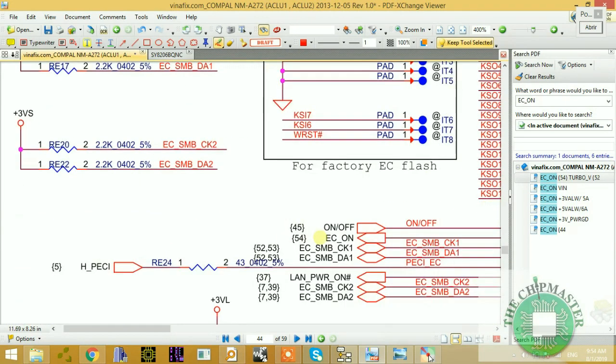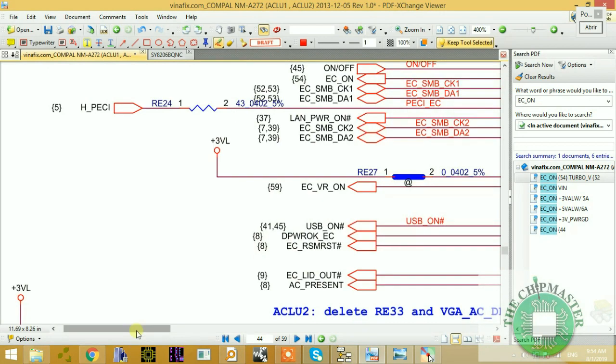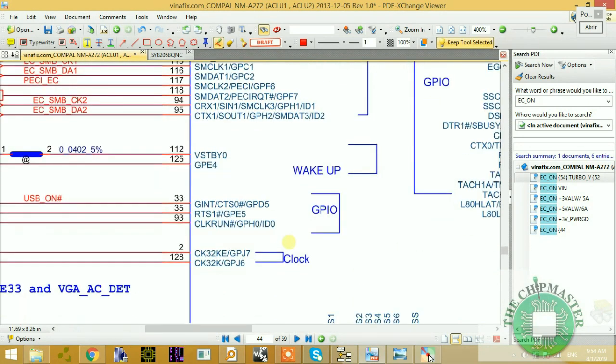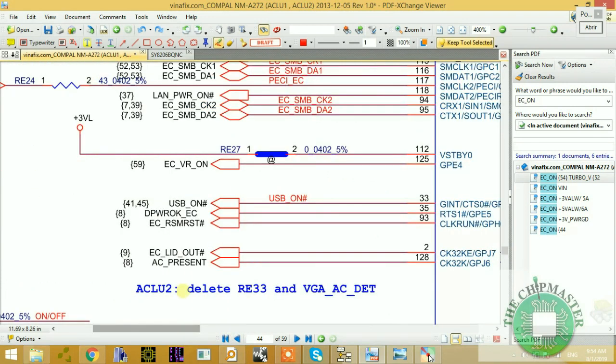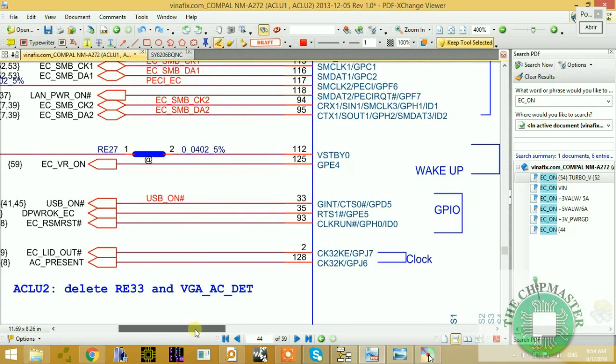But at this time, this EC doesn't have an external crystal. As you can see, it is a source clock. So here is the clock, CK32K. Right, this is the clock pins, but this IO controller uses no crystal, so it uses source clock. As you can see, it's connected to AC present and EC lead underscore out. So this clock is already embedded inside of this IO controller, and the software is also embedded.